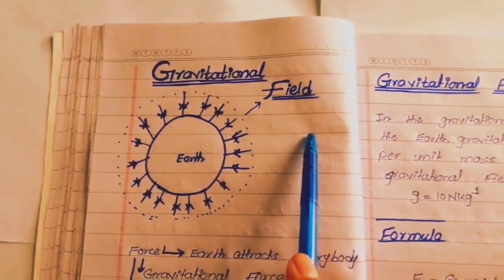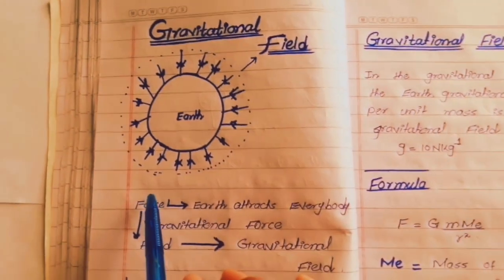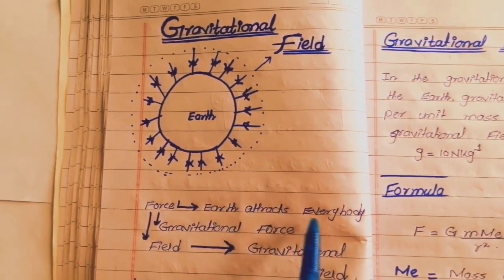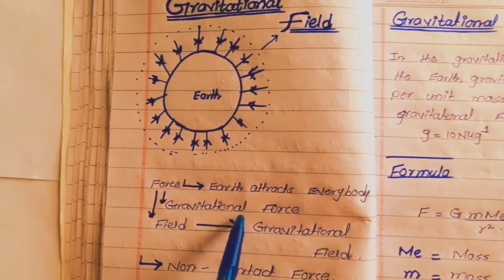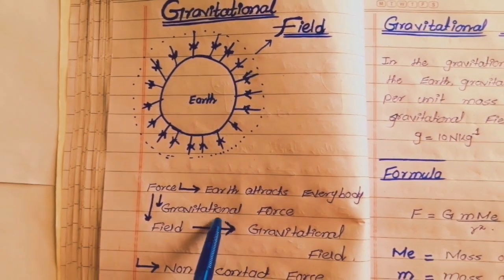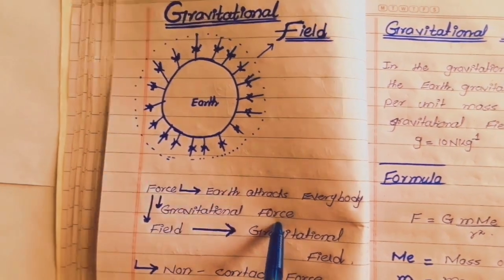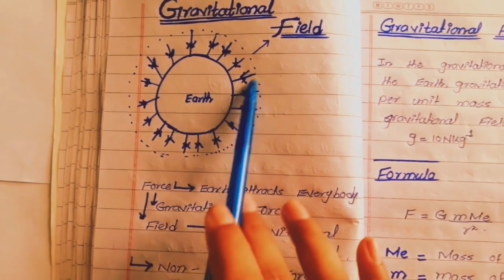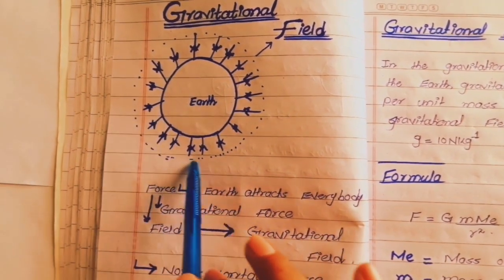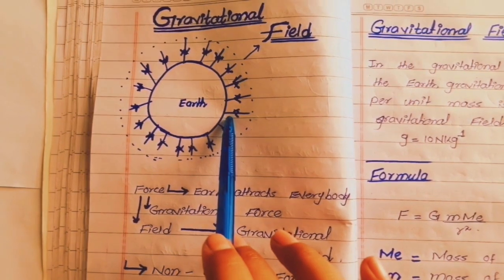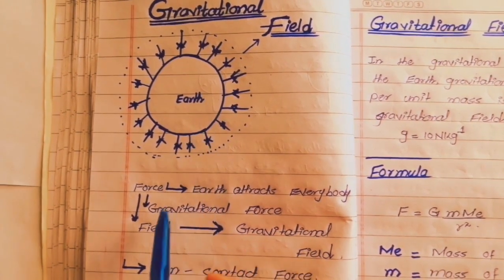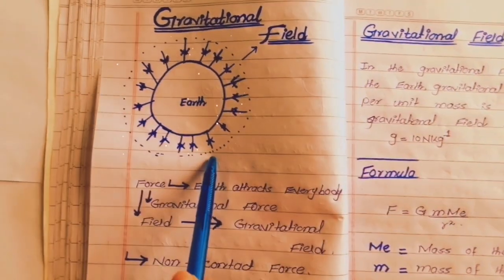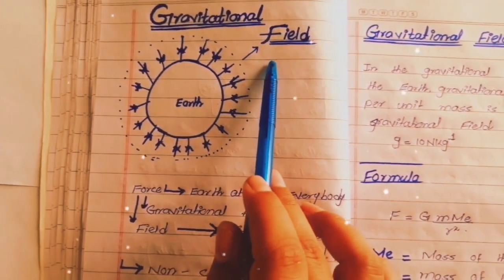Gravitational field. We know that there is a force around the earth which attracts every body towards itself. That force is called gravitational force. Gravitational force is a force around the earth which attracts every body towards itself. And this force creates a field around the earth, and that field is called gravitational field.